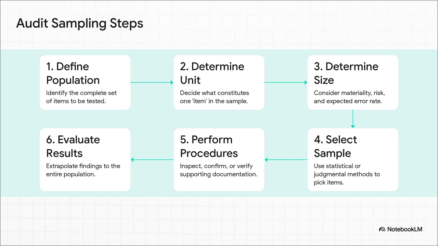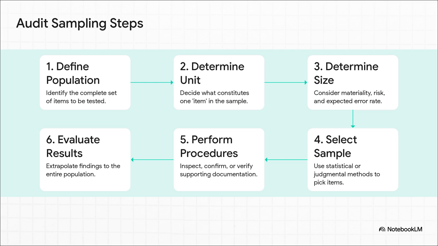Step 2, determine the sampling unit. What does one item look like? Is it a single invoice line or the entire invoice? Step 3, determine sample size. This is the big one. How many do you need to look at? 40? 100? Then, step 4, select the sample. Now you actually pick the items.